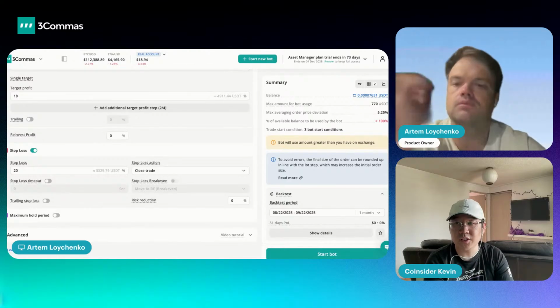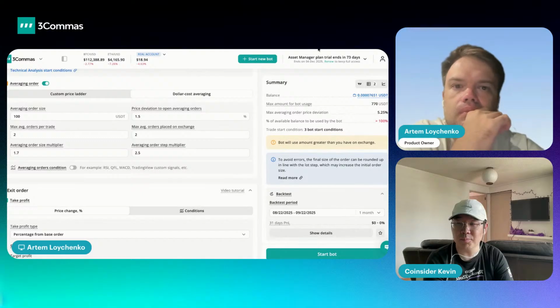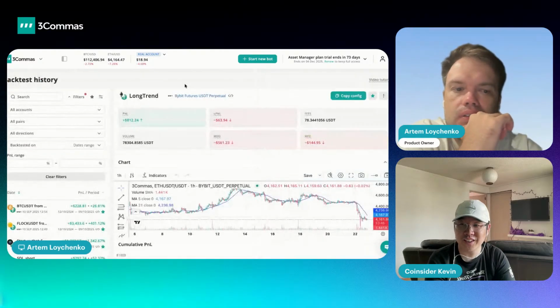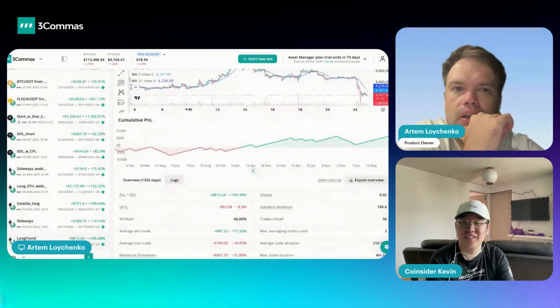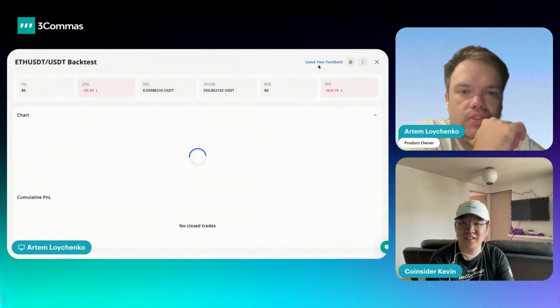This seemed like a good entry though. Did catch the bottom so far of the move. Totally. And that was the idea when we configured the strategy first.